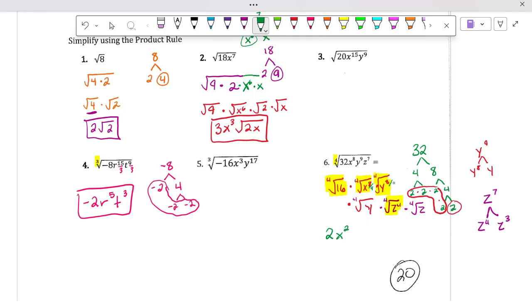4th root of y to the 8th, divided by 4, not 2, 4. That would be y squared. 4th root of z to the 4th, you just divide it by 4, so that would be z to the 1st, or just z. And then what we're left over with is a 4th root of y times z.